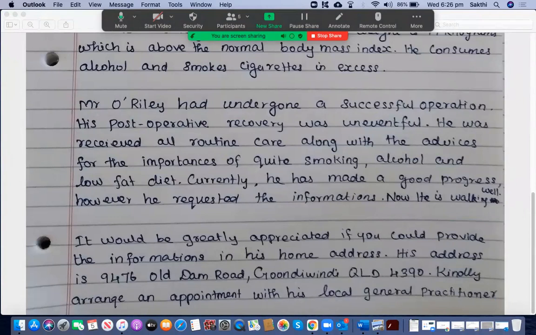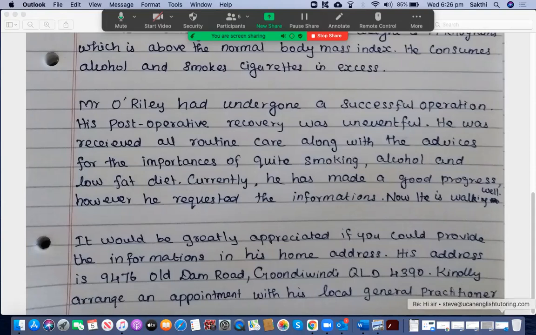Only a countable noun will need an article before it. Uncountable nouns do not need one. You can use a number in front of countable nouns. For example, I have eaten an apple. You can also say I have eaten two apples, or I have eaten many apples. That's also fine. "It would be greatly appreciated if you could provide the information."